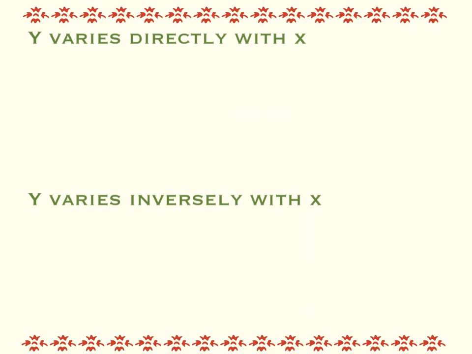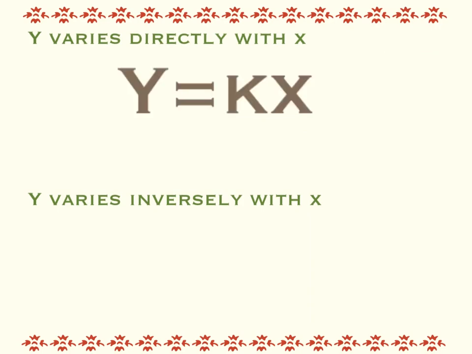Alright, we're going to be learning about two different types of variation functions, and that's going to be direct variation and indirect or inverse variation. Direct variation, you're going to see it written y varies directly with x. Sometimes you might see y is directly proportional to x, but when you see that, you're going to use this general equation. Y equals k times x.